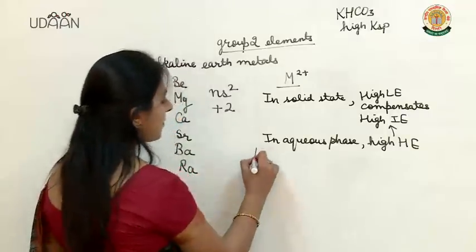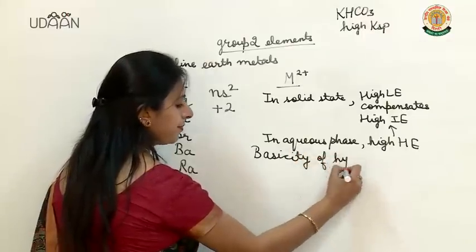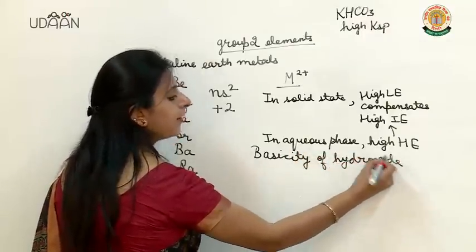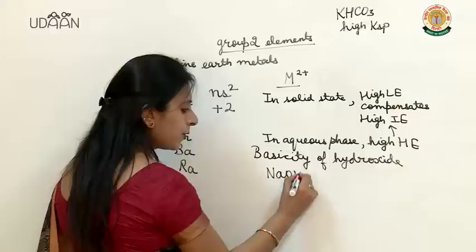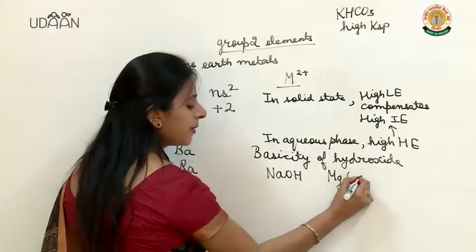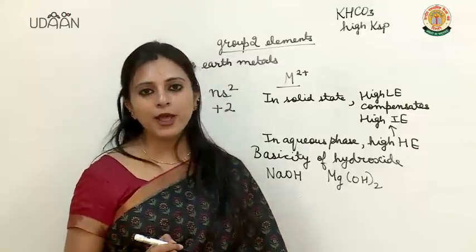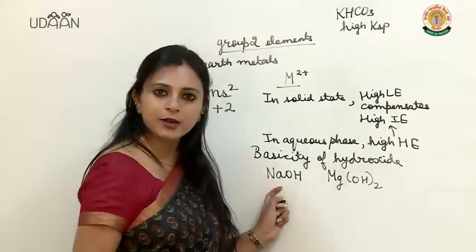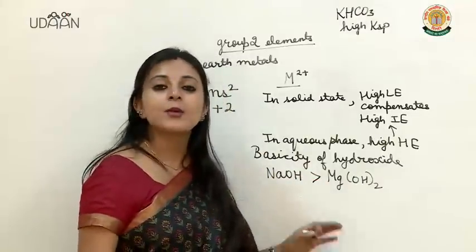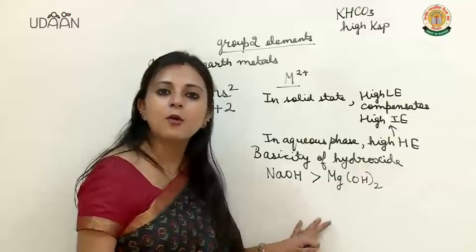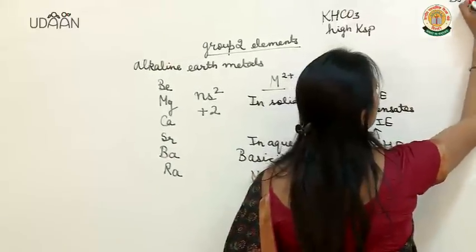Now, if we want to compare the basicity of hydroxides of alkali metal and alkaline earth metal, whether sodium hydroxide is more basic or magnesium hydroxide is more basic, I will see which is more metallic. Obviously, sodium is more metallic, so sodium hydroxide is more basic than magnesium hydroxide, because the more the metallic character, the more is the basicity.